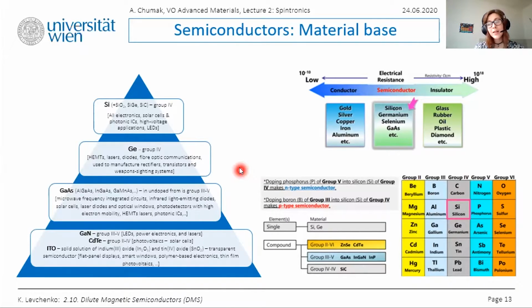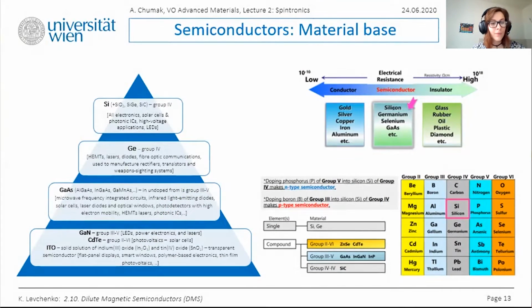Gallium arsenide is a 3,5 semiconductor, which is typically found in integrated circuits working in the microwave frequency range. Also in solar cells, laser diodes, different photodetectors with high electron mobility, etc. And even more niche applications could be found for another representative of the 3,5 semiconductor group, gallium nitride, which we know is found in light emitting diodes, in power electronics and lasers, or cadmium telluride, which is a 2,6 semiconductor and is typically found in solar cell applications.